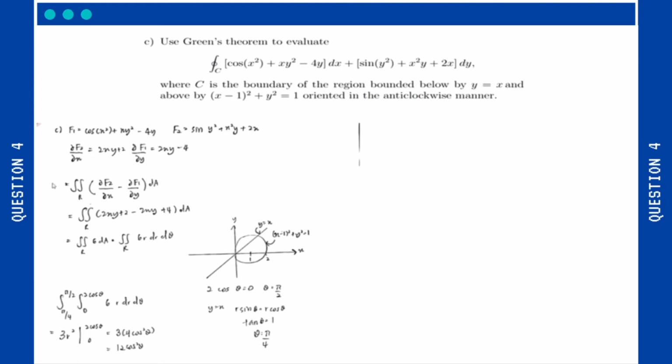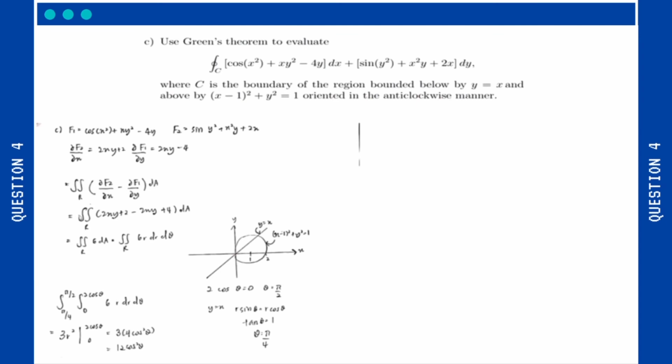So next, in order to fulfill the requirement of Green's theorem, we need to differentiate f2 with respect to x, and then we will get 2xy plus 2. We also need to differentiate f1 with respect to y, and then we will get 2xy minus 4. So here is the equation of Green's theorem, which is the double integration of del f2 over del x minus del f1 over del y dA.